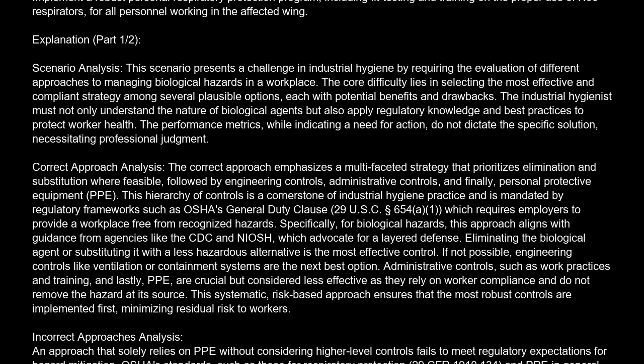Specifically, for biological hazards, this approach aligns with guidance from agencies like the CDC and NIOSH, which advocate for a layered defense. Eliminating the biological agent or substituting it with a less hazardous alternative is the most effective control. If not possible, engineering controls like ventilation or containment systems are the next best option. Administrative controls, such as work practices and training, and lastly, PPE, are crucial but considered less effective as they rely on worker compliance and do not remove the hazard at its source. This systematic, risk-based approach ensures that the most robust controls are implemented first, minimizing residual risk to workers.